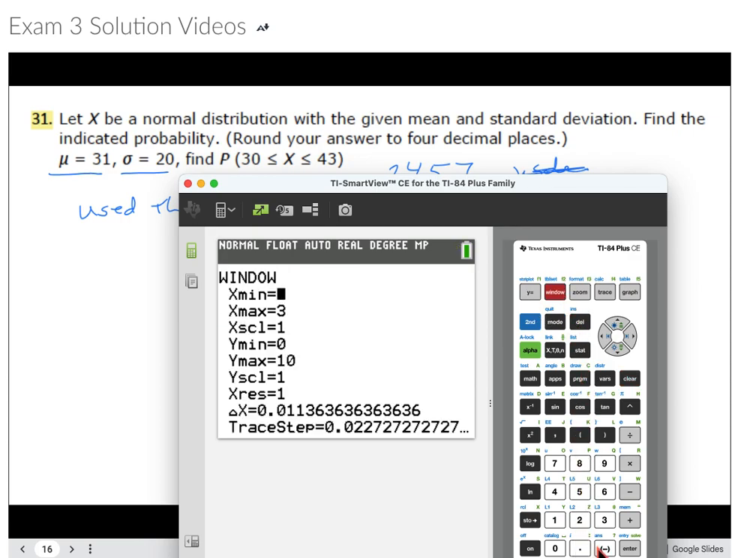Remembering our standard deviations go from like -3 to +3, so I'm going to go -4 to 4. Wait, this is a mean of 31, standard deviation of 20. So I have to think too much maybe for this. 3 times 20 is 60. Subtract that from 31, so about negative, actually 3 is 60, so subtract 60 from 30, so I'm going to go to -30.